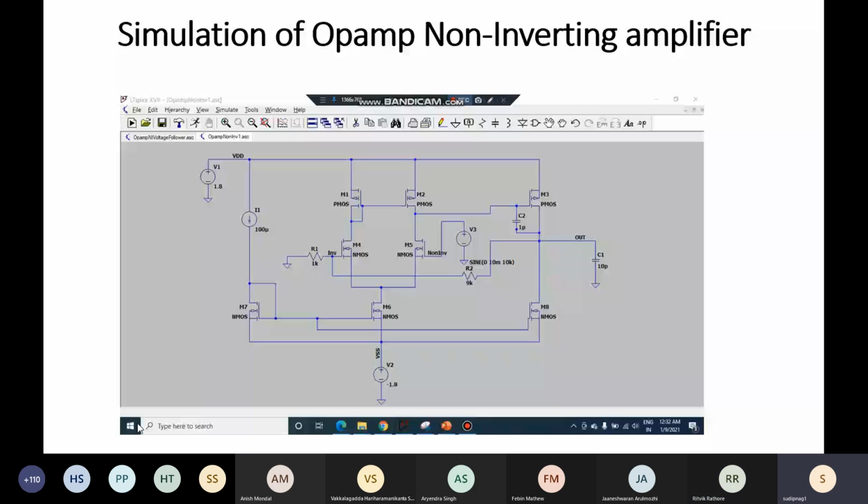I'll just comment on some points before we move on to the next part of today's class. Look at the current source I1, which is 100 microampere. In practice, how do you implement that? Just think how you're going to implement an independent current source inside your chip. That's virtually impossible, or rather practically impossible. Virtually it's obviously possible, but practically impossible. So independent current source implementation on chip is not possible.